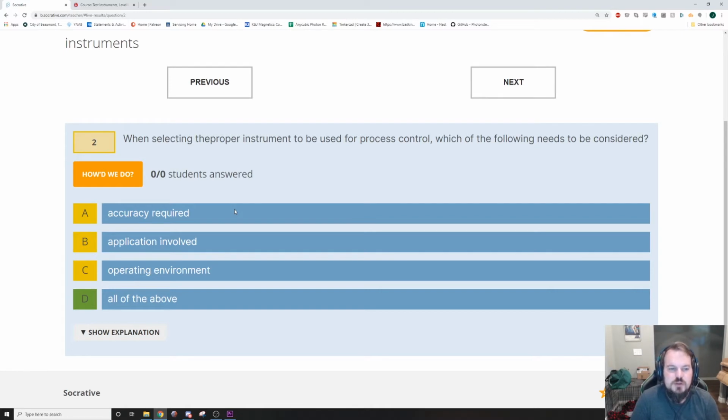If you're measuring like 15 psi, you wouldn't want to use a gauge that goes up to 400 psi, because the difference between 15 and 20 on that particular gauge is going to be a very minute change.